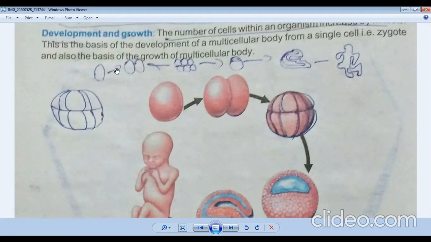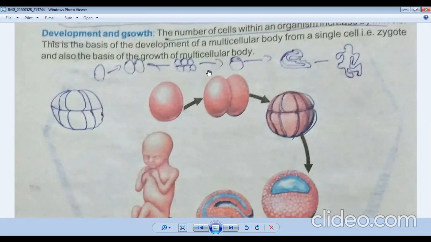We all know, we also learned about cellular organization in chapter number 1, that there are three types of organization. One is unicellular, second is multicellular, and third is colonial. Because we are talking about eukaryotes, when there is mitosis in the body, an organism converts into a multicellular body from a single cell, and the early stage is called a zygote, and it is also the basis of the growth of the multicellular body.